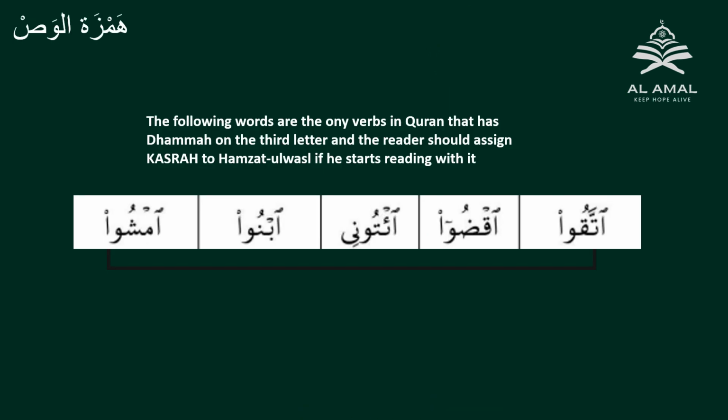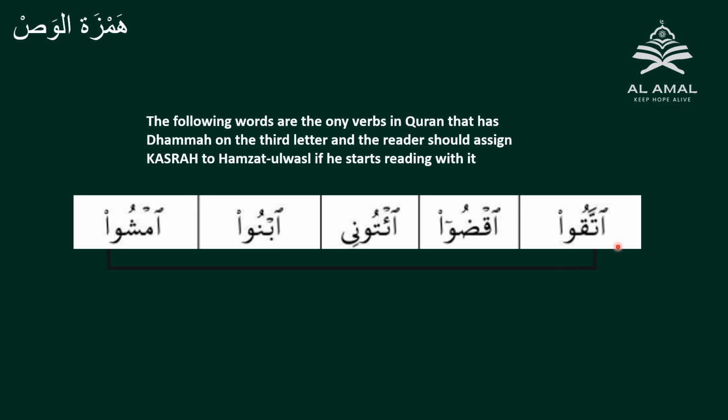Okay, for this lesson, I want you to know there are actually 5 words in the Quran that have Hamzatul Wasl, but it doesn't read with damma, okay? Even though the third letter has a damma on it, the Hamzatul Wasl is read with kasra, not with damma. So take note of these 5 words, okay?